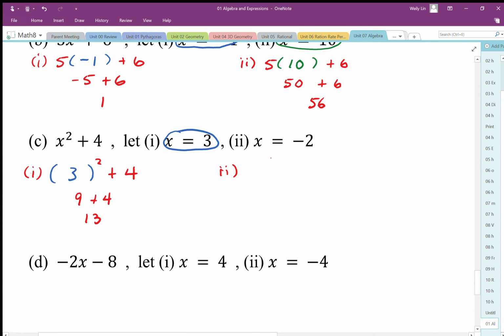For part 2 here, I'm going to do the same thing, except I have my x, and that's going to be my negative 2. And I'm going to square that and add 4. So I've done my substitution. I'm going to square it. Negative 2 times negative 2 is positive 4, or negative 2 squared is positive 4, plus 4. Everything's done vertically. I keep track. I make sure I bring down all my terms vertically as well. So my answer is 8.